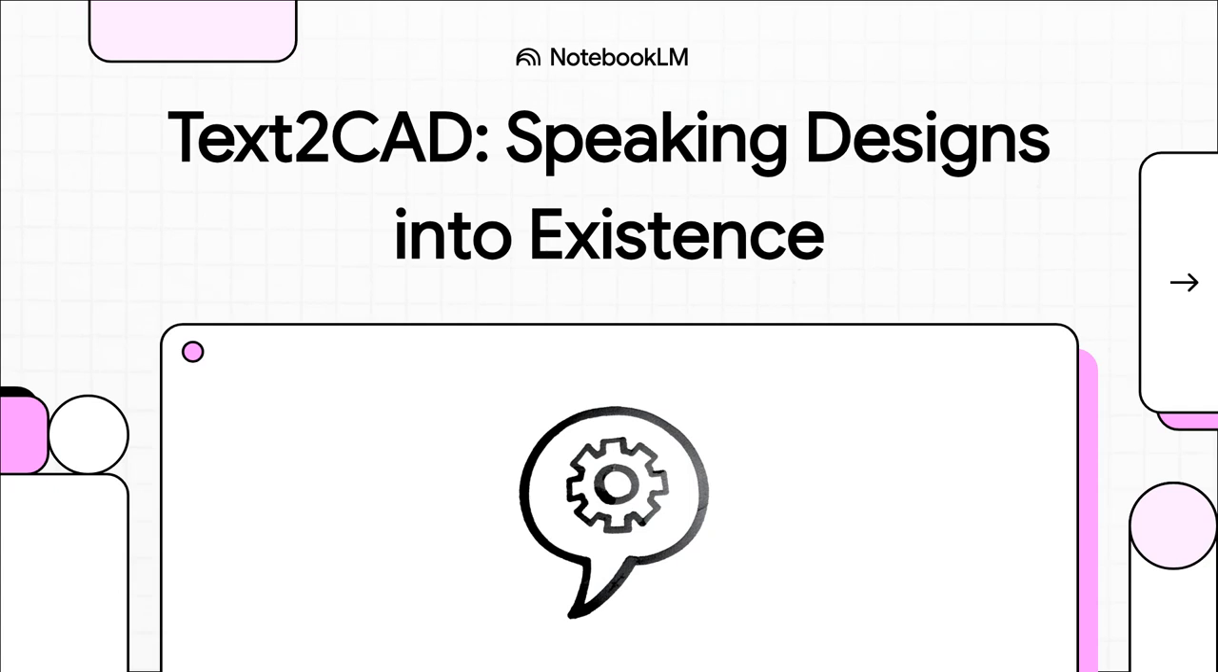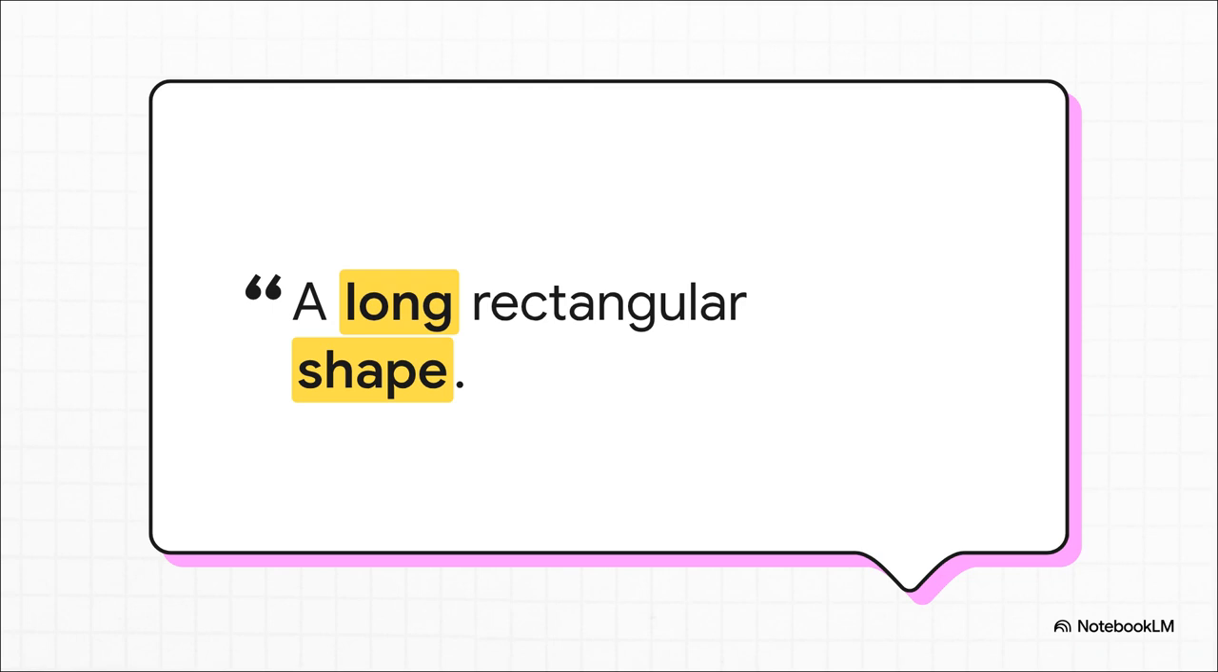Welcome to The Explainer. Today, we're diving into something that honestly feels like it's straight out of science fiction. We're talking about the power to turn simple, everyday words into complex, real-world 3D objects. I mean, just imagine speaking a design into existence. Take these four simple words: a long, rectangular shape.